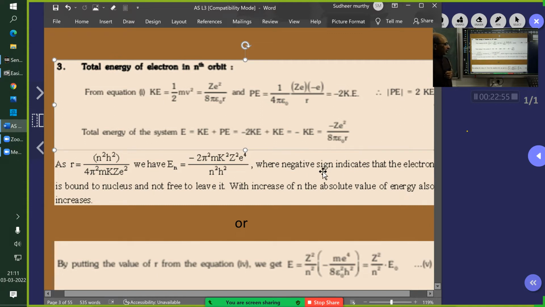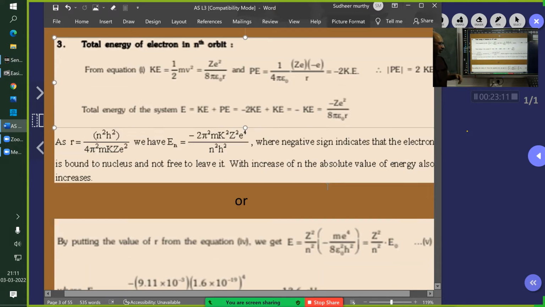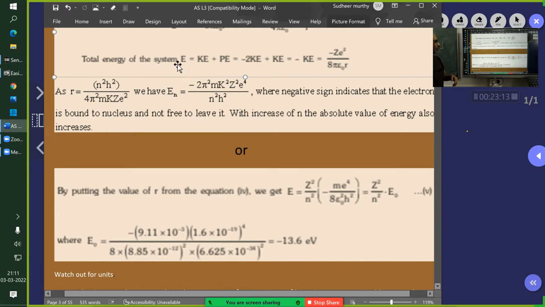So its electrostatic force will go on decreasing, or in other words, the affinity towards the nucleus will start decreasing. Keep that in mind, and that is why they are easy to be knocked out compared to the electrons within the inner shells. Or you can derive this equation by putting the value of r in this equation. You get here E is equal to Z square by n square into E naught. This value we take as constant here.